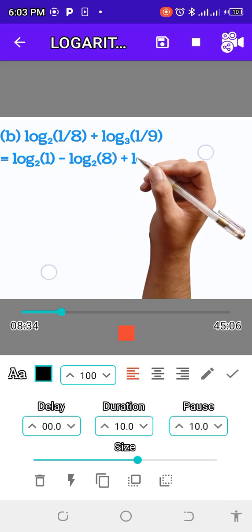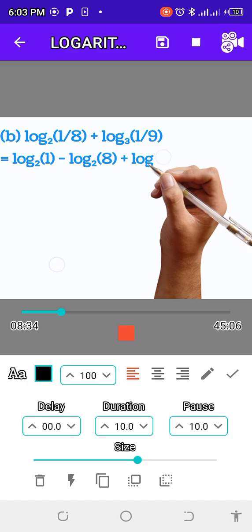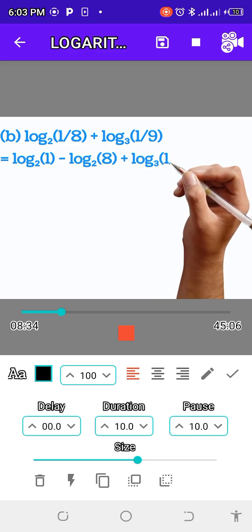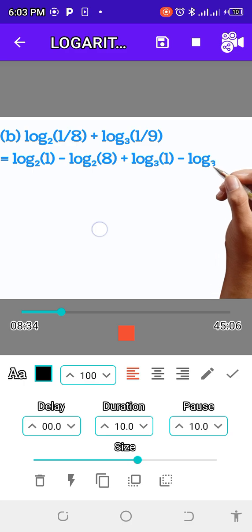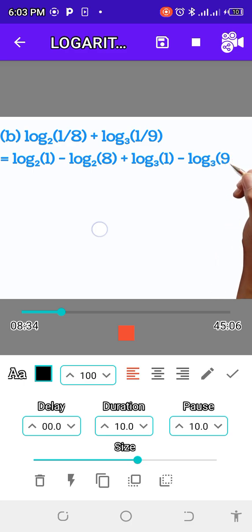plus log 1 minus log 9, in base 3. Do not forget that the log of 1 is equal to what? 0. So it automatically becomes minus log 8 base 2 plus minus log 9 base 3.